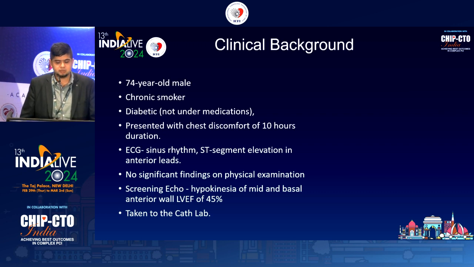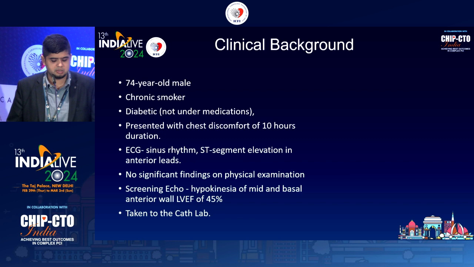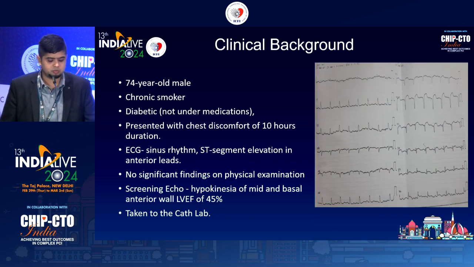ECG showed ST segment elevation in the anterior leads. No significant findings on physical examination. His vitals were stable. A screening echo done at the ER showed hypokinesia of the mid and basal anterior walls, EF of about 45%. With the intention of primary angioplasty, the patient was taken to the cath lab.